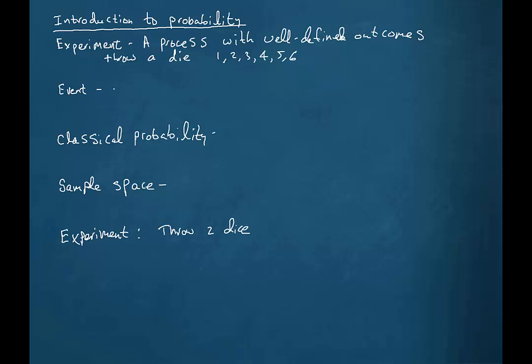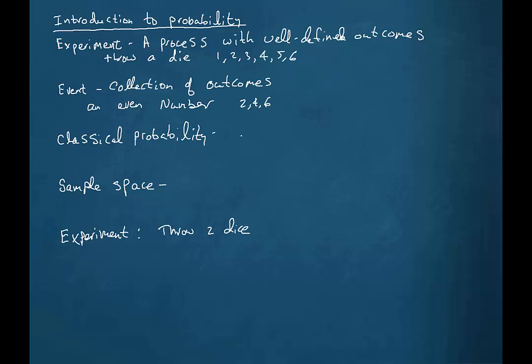An event is a collection of outcomes. For instance, we might refer to the event an even number. In the example of throwing a die, the event throwing an even number would be if we were to throw a 2, a 4, or a 6.